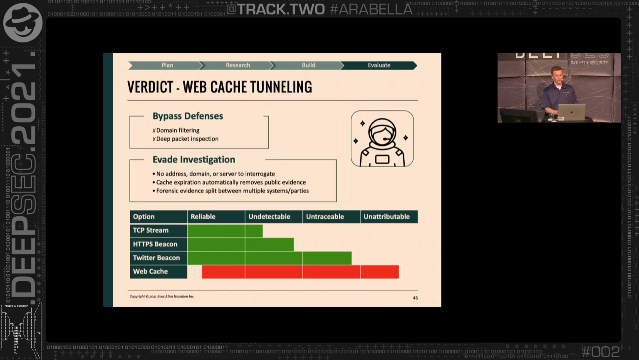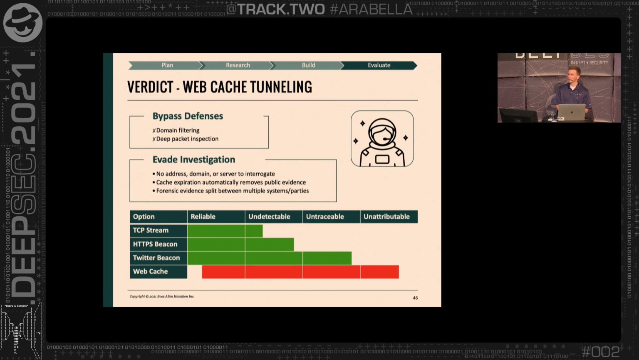So, pretty happy with our result. We go to management and tell them we found a brand new technique. It bypasses defenses easily. Domain filtering and even deep packet inspection don't even come close to detecting this. Even if our malware does get caught, it completely evades investigation. There's no address, no domain, no server to interrogate.